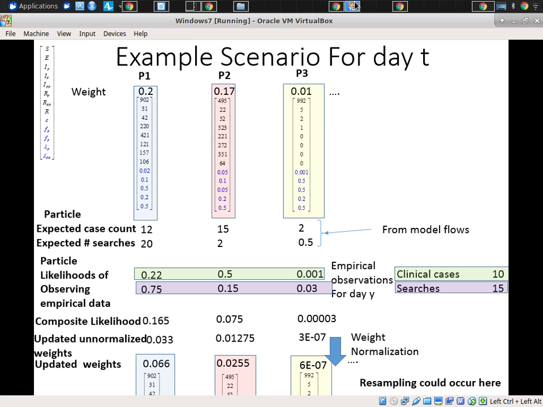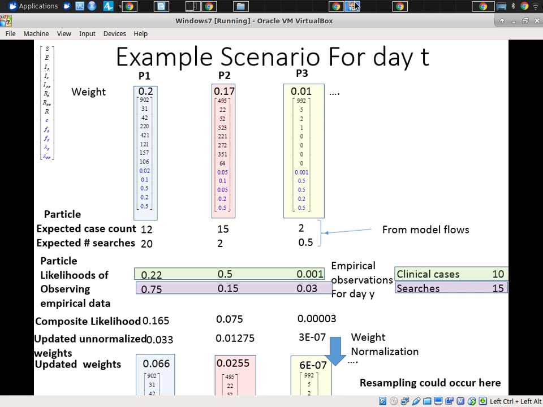So this shows that process, Lavi. I hope this is helpful, where you have model state coming into the update. You have the weights updating based on the likelihoods. You have a normalization of those weights, and then you have resampling, which can occur. Does that make sense, Simon?